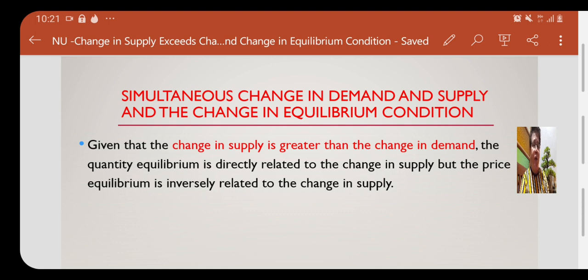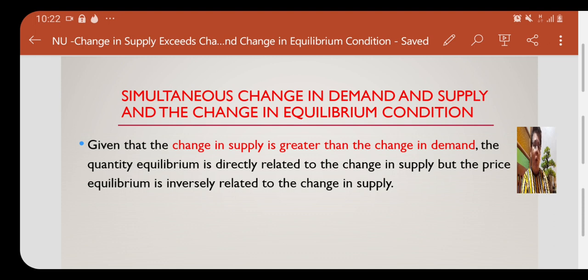And considering these two forces in the market, the demand and supply, the demand has more influence to the direction of price equilibrium and quantity equilibrium. So if we say that the change in supply exceeds the change in demand, this is the situation where the supply force has more influence over the direction of the price equilibrium and the quantity equilibrium.